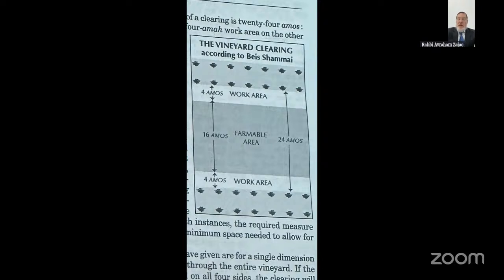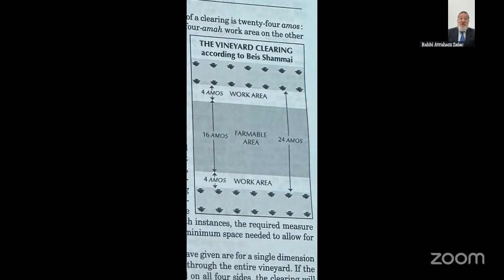So we're up to 20. Then you have to have another 4 ammas of empty space, right, for the kedem in the bottom. So that's a total of 24 ammas. In other words, if you have 24 ammas or more, then you take the middle 16 ammas or more, whatever the size is, as long as you still have 4 to the top and 4 to the bottom for the work area, and in there you can plant.